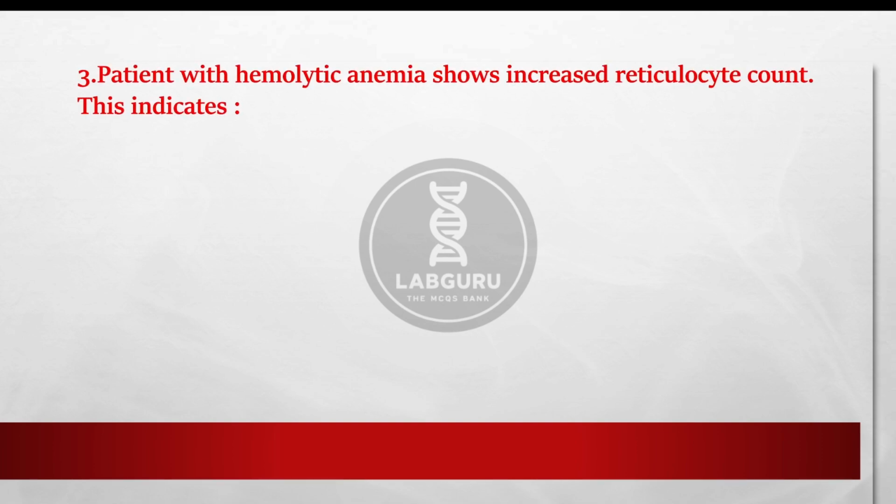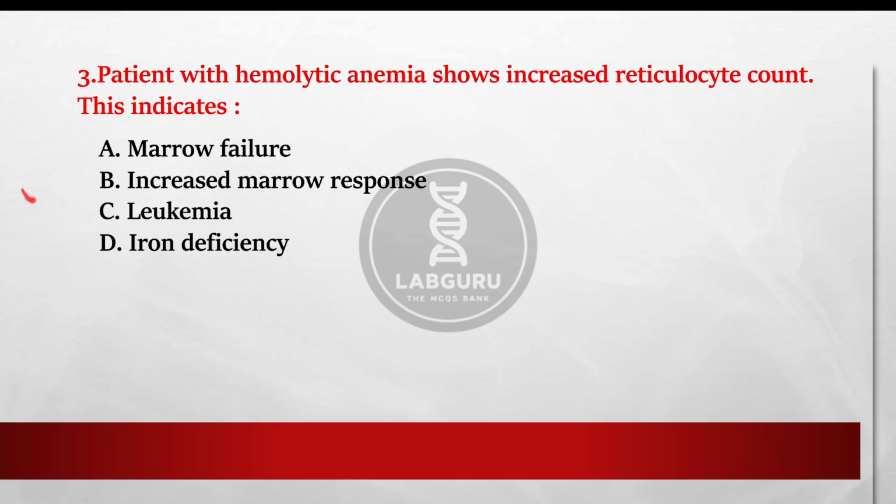Question number 3 is: a patient with hemolytic anemia shows increased reticulocyte count. What does this indicate? Why does it happen? In hemolytic anemia, why is the reticulocyte count high? Our options are: option A is marrow failure, option B is increased marrow response, option C is leukemia, and option D is iron deficiency. What might be the right answer?